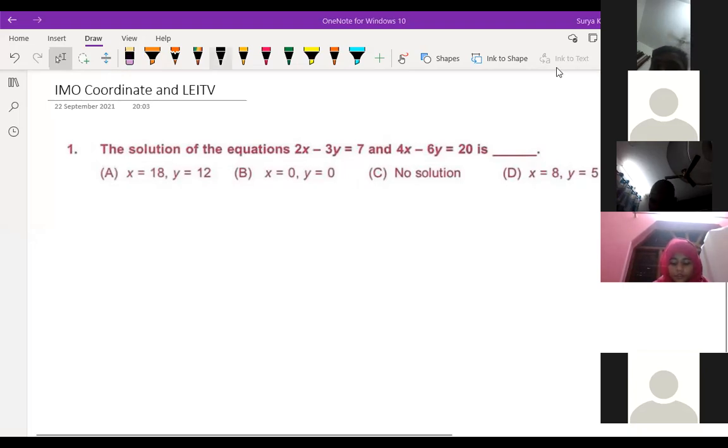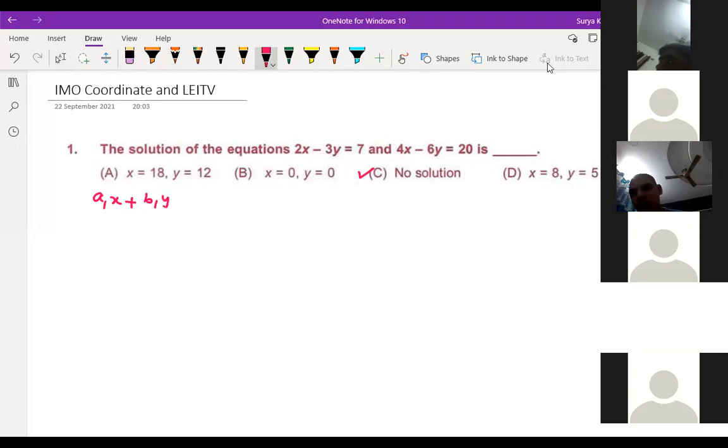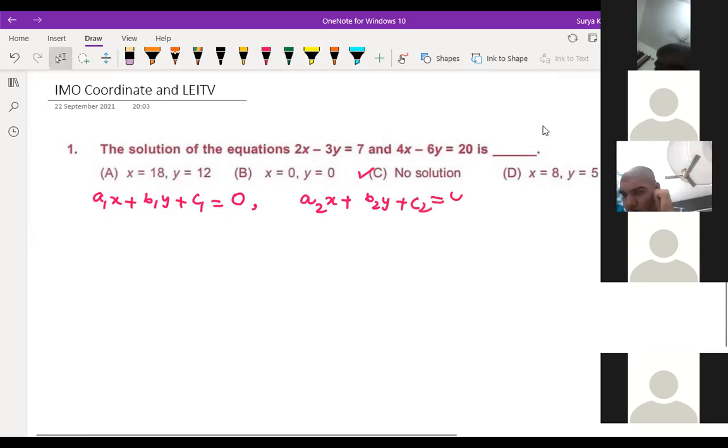You have to read one thing in class 10th that I'm telling you right now. If these equations we are comparing with a1x plus b1y plus c1 equals 0, this is the first equation. You might have read linear equations in two variables, no? This is the standard form of the linear polynomial, ax plus by plus c. And a2x plus b2y plus c2 equals 0. So this is the second equation. So we are comparing here.